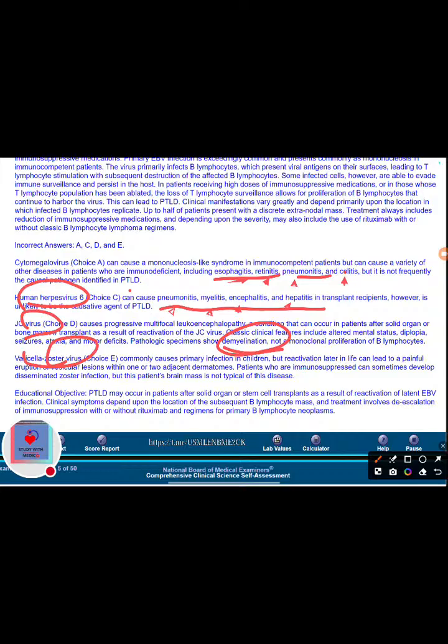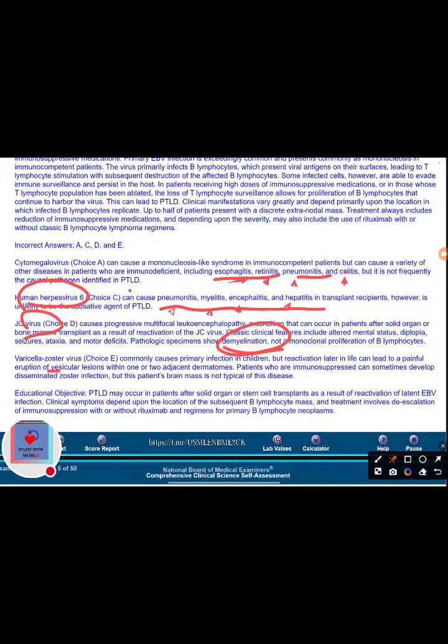virus, it commonly causes a febrile infection in children, but on reactivation later in life, painful eruptions of vesicular lesions are there, within one or two adjacent dermatomes. Patients who are immunosuppressed can sometimes develop disseminated zoster infection, but this patient's brain mass is not typical of this disease. So varicella zoster cannot be the option, because painful vesicular lesions are present on the skin, along the dermatomes.